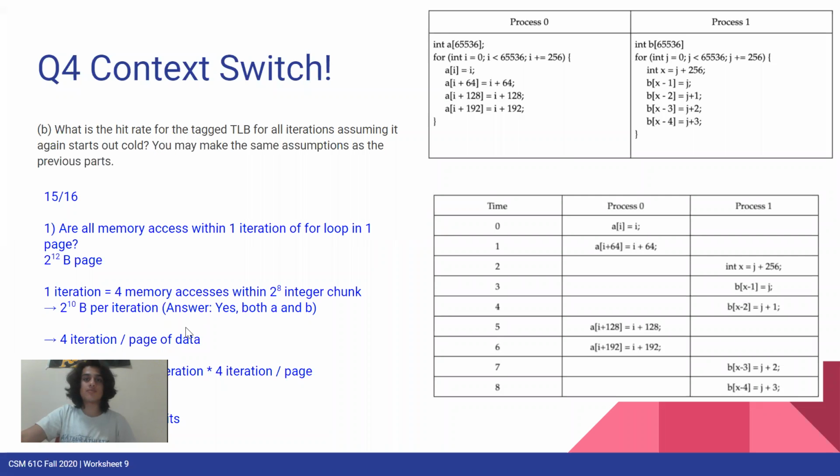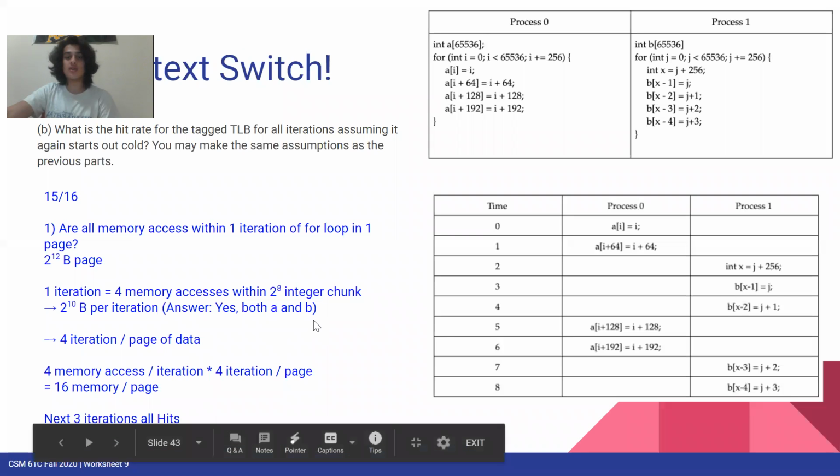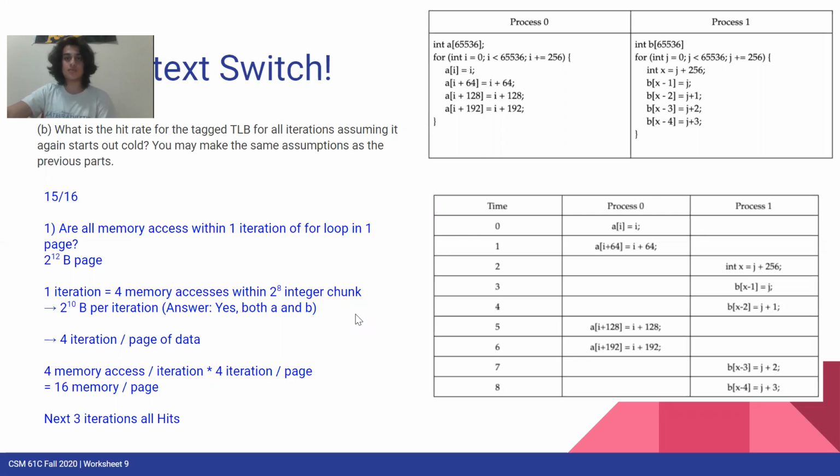Okay. So for this one, it's more about what happens in total. All the memory accesses are again within one for loop, right? We have a 2 to 12 byte page, and there's 2 to the 10th bytes per iteration because again, they're in a 2 to the 8th integer chunk, and an integer is 2 to the 2, so it's 2 to the 10 bytes. We have 4 iterations per page of data, and we have them for both arrays. So we have 16 memory accesses per page, and we'll always cold miss on the first one. So we have a 15 out of 16 hit rate.